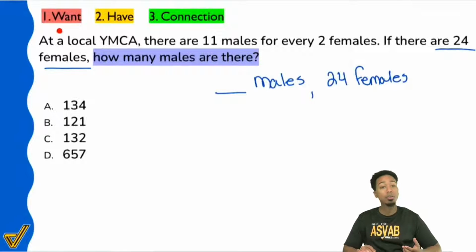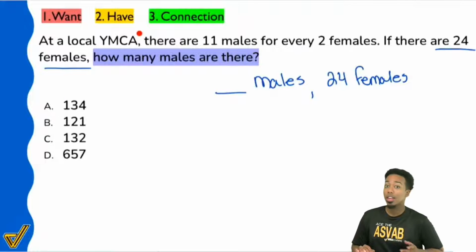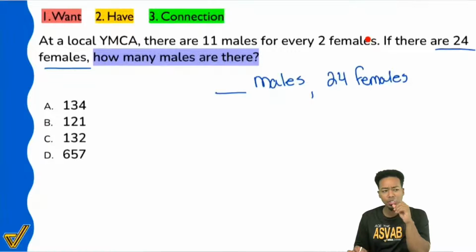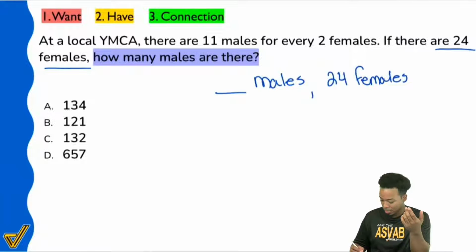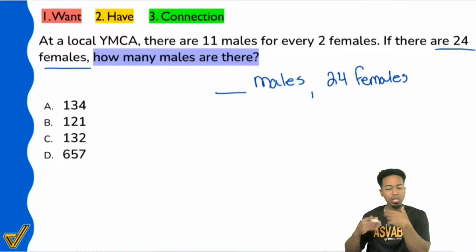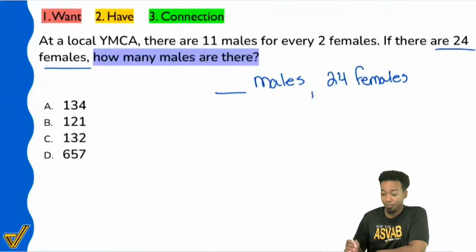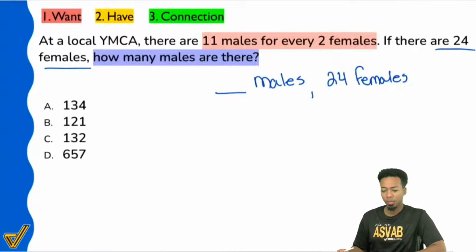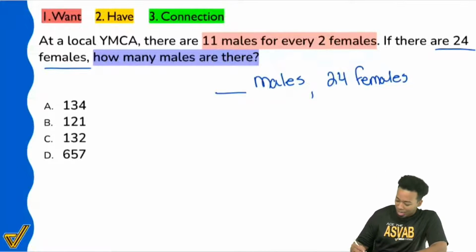So if we take a look right up here, it says, at a local YMCA, there are 11 males for every 2 females. Check that out, everybody. It says we have this many males to this many females, this many males, this many females. Everyone, is it fair to say that we are comparing the same things? We are comparing males and females. Is that an acceptable observation by you? Cool. I'm glad that that's agreeable to you. I'm really, really glad, because let's write that down.